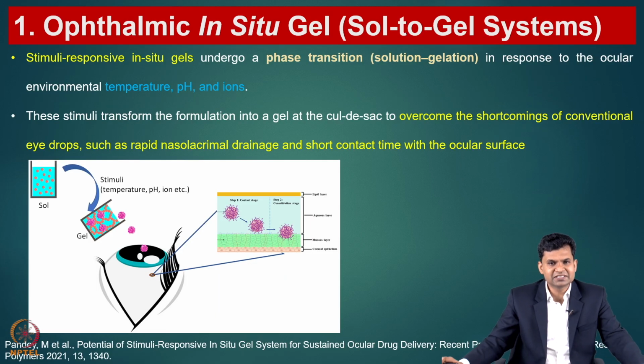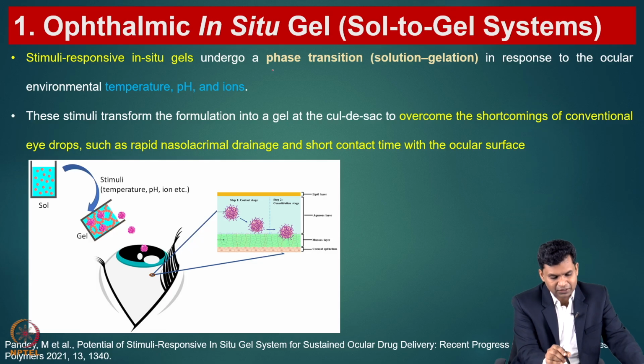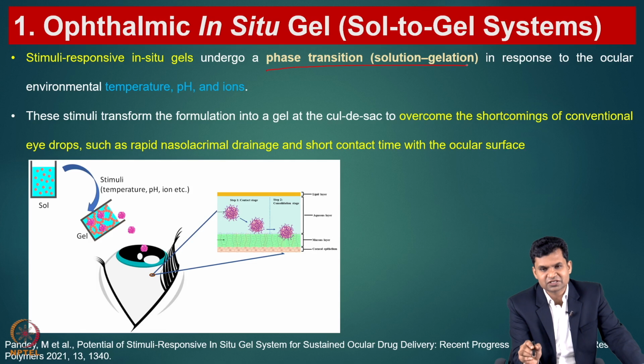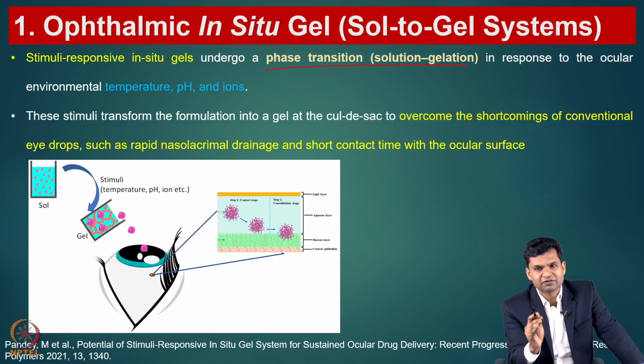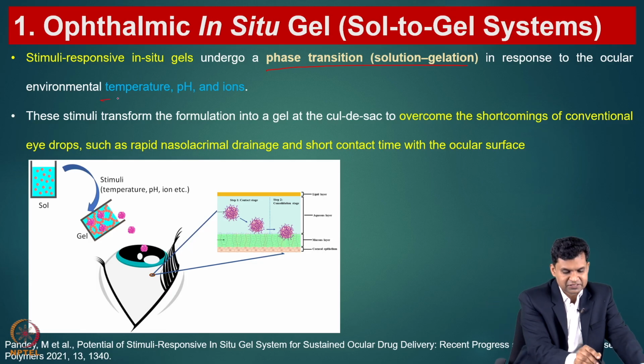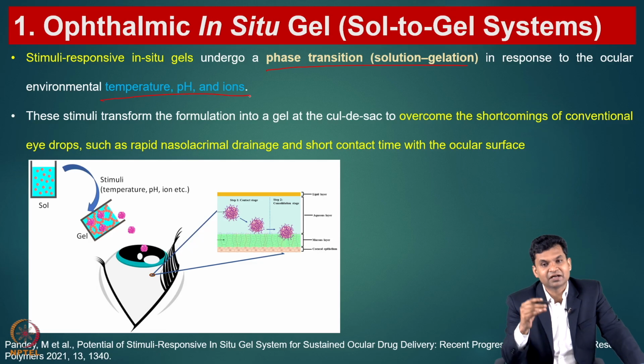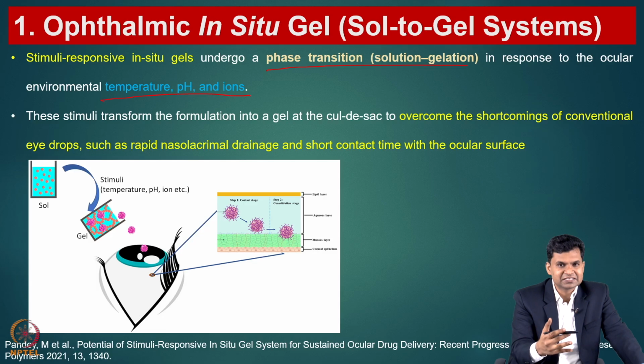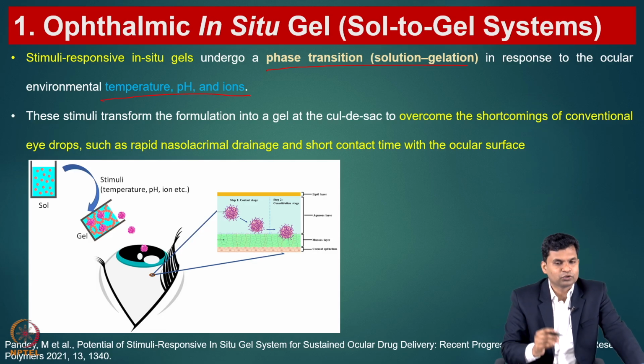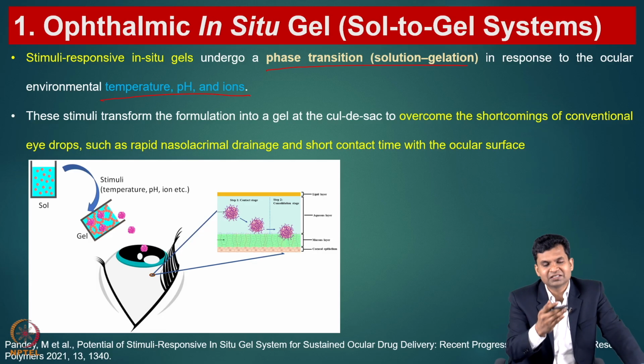Here we will see the meaning of the in situ gels. As I mentioned, the phase transition is nothing but conversion of solution into the gels, that is stimuli responsive in situ gel, that already we have discussed. These are the few factors and there are other factors. All these stimuli responses we have already discussed in our first week only. You can refer to it and see what are the various stimuli responses that happen with the formulations.